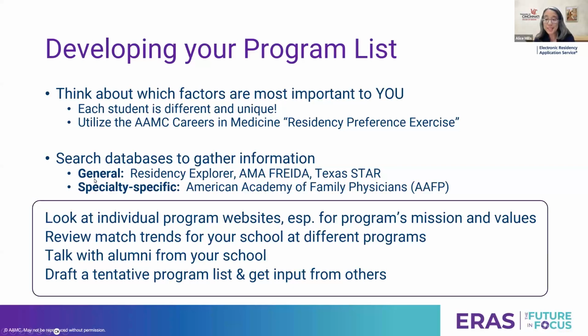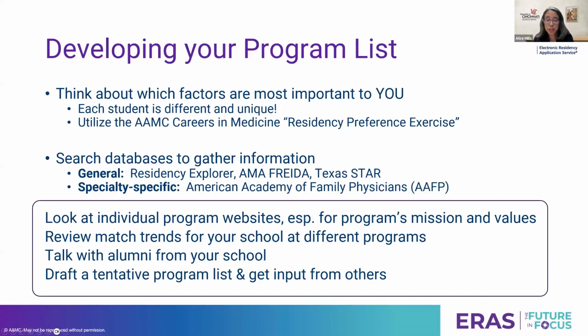On to developing your program list. So I tell my students, think about which factors are most important to you. Each student is different and unique. A great starting point is to utilize the AAMC Careers in Medicine Residency Preference Exercise. It's a self-assessment that you can do that has a list of factors to consider. After you've done some self-reflection, search databases to gather basic information. So there are general databases like Residency Explorer, AMA FREIDA, Texas STAR. Then specialty-specific databases for family medicine, that would be the American Academy of Family Physicians, AAFP, has a residency directory.